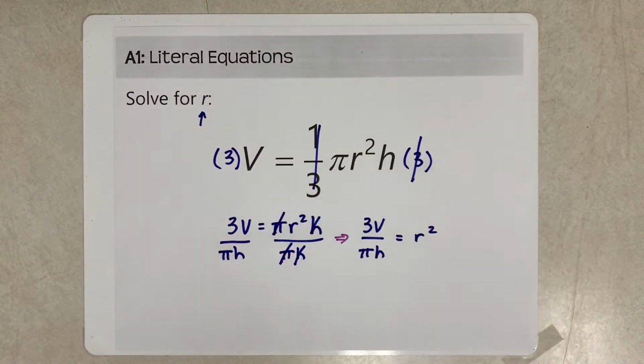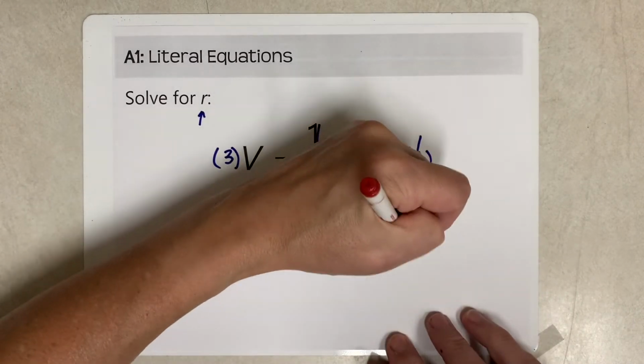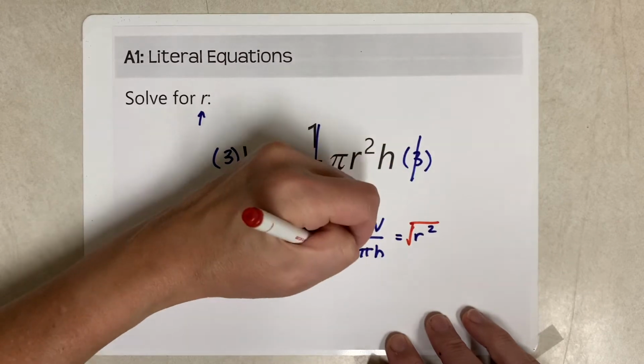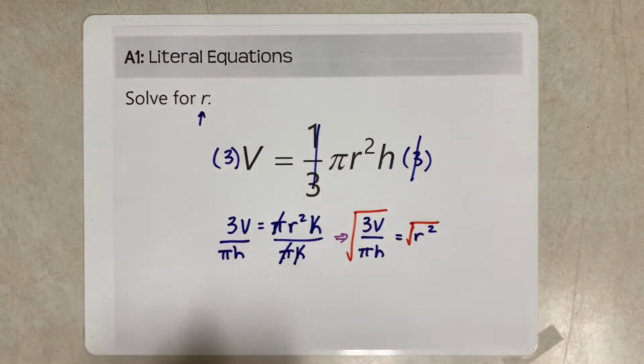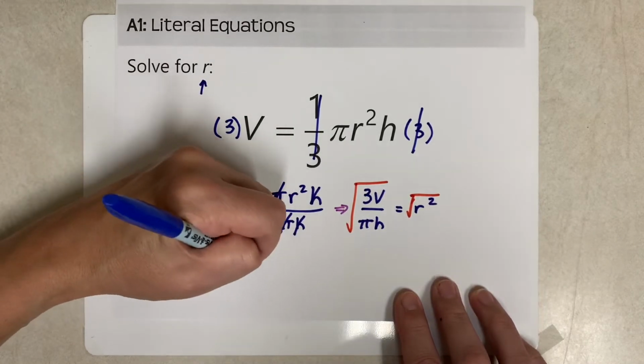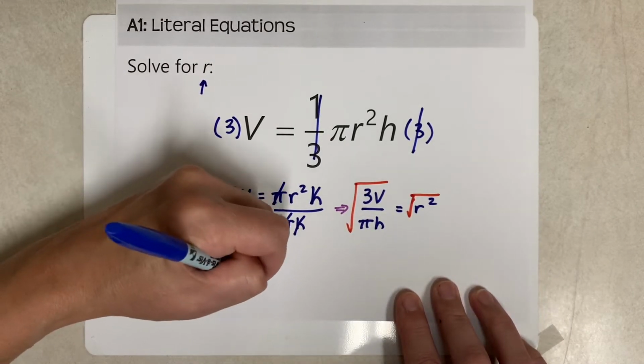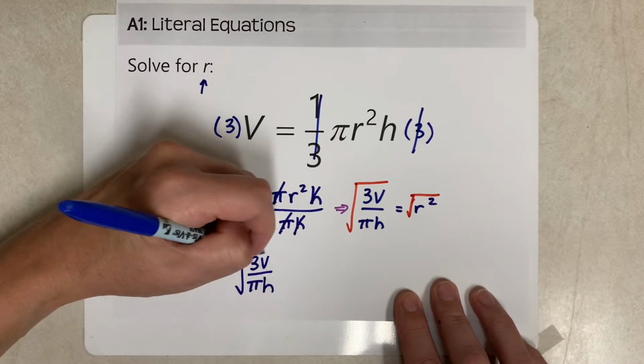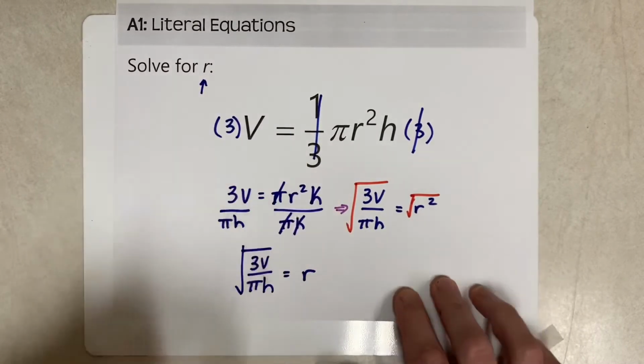So now, how do I get an r by itself without the square part? So again, I need to take the square root of both sides. That's the only thing that's going to handle that. And my answer now is 3v over pi times h, square root of the whole thing is equal to r.